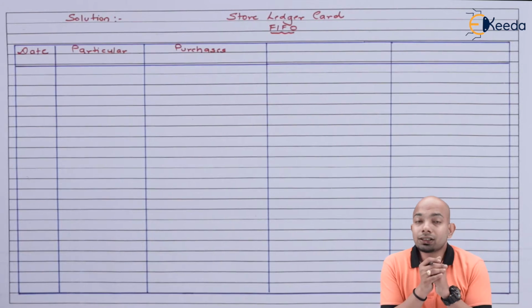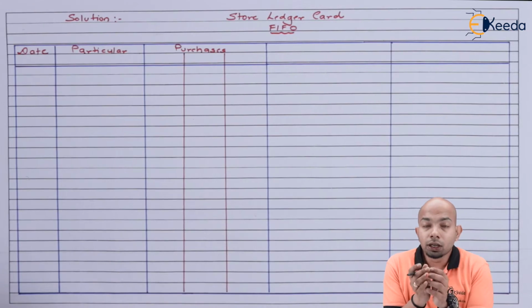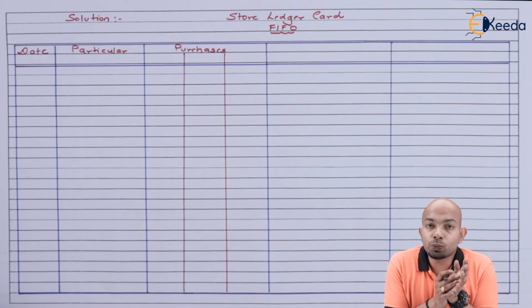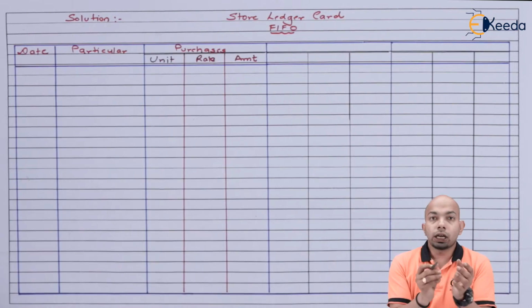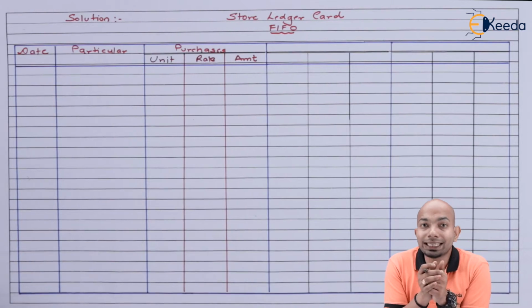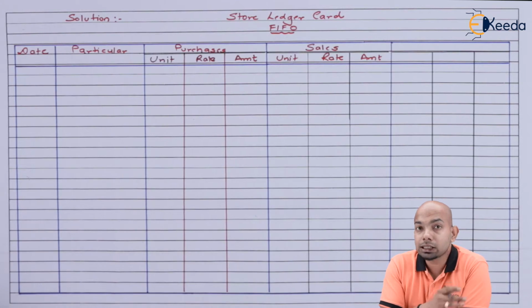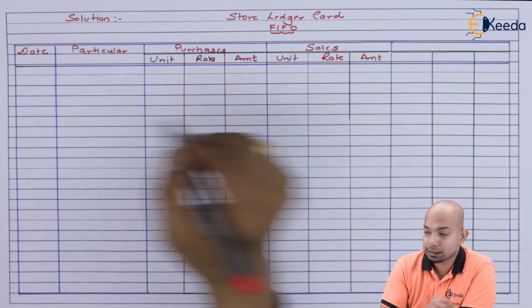For the third column, we'll be mentioning the header as purchases. Now this third column will have three different columns internally here. Now these three internal columns will define what is the unit, what is the rate and what is the amount. The next column will refer to sales here, and the last column here will refer to balances.